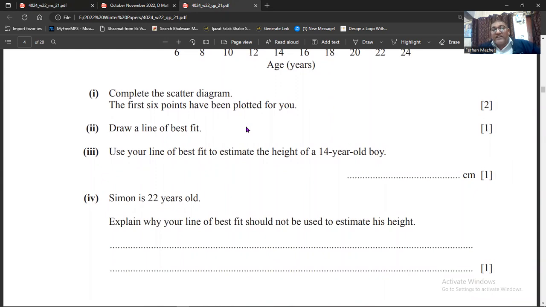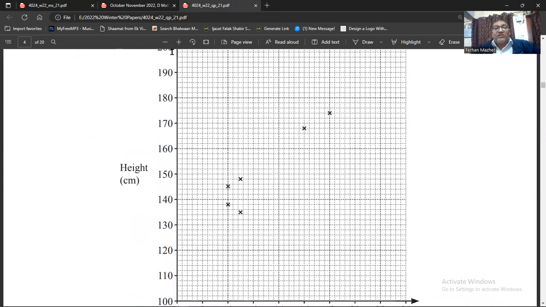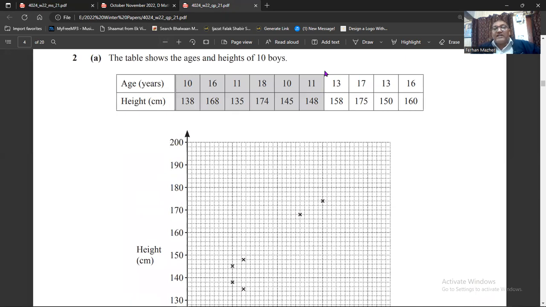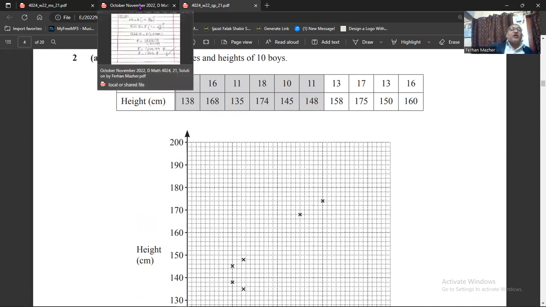The first 6 points have been plotted for you. So the first 6 points they have already plotted. And these points you have at 13, you have to plot 158. At 17, you have to plot 175. At 13, you have to plot 150. And at 16, you have to plot 160.